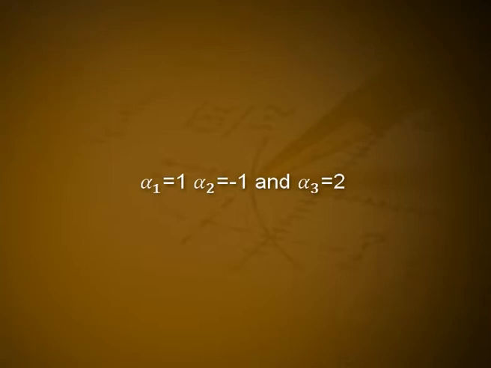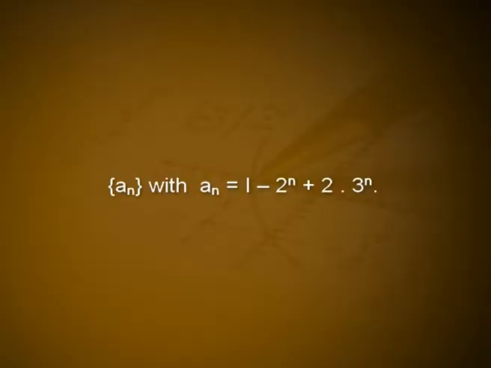When these three simultaneous equations are solved for alpha_1, alpha_2 and alpha_3, we find that alpha_1 = 1, alpha_2 = -1 and alpha_3 = 2. Hence, the unique solution to this recurrence relation and the given initial conditions is the sequence a_n with a_n = 1 - 2^n + 2 * 3^n.